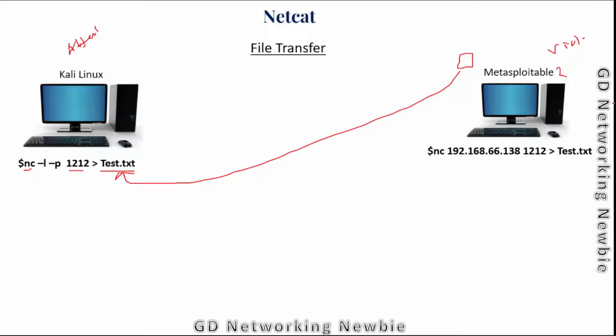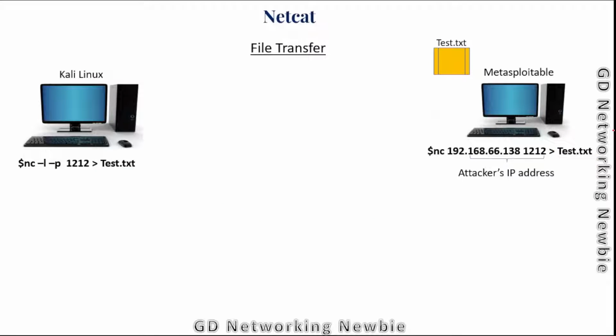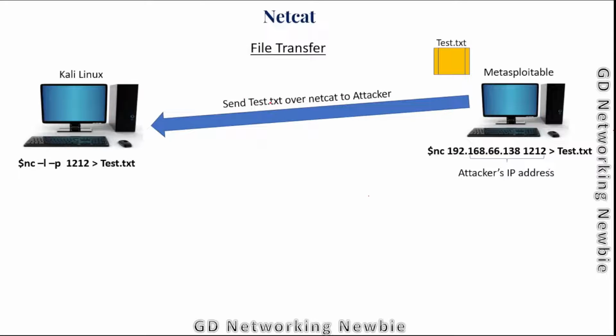After this, on the victim's machine from where we will be sending the files, we just have to again run nc and then give the attacker's IP address to which we want to send the file. And now this is the file which should be available on this Metasploitable. So that file will be transferred to the file with this name. Here this is the sign we will be using. So with this, the text file will be sent here. This will send test.txt over Netcat to the attacker. So this is the file which we are sending to this one.